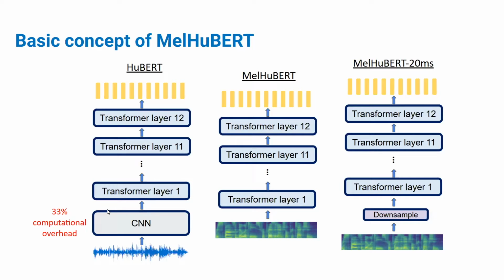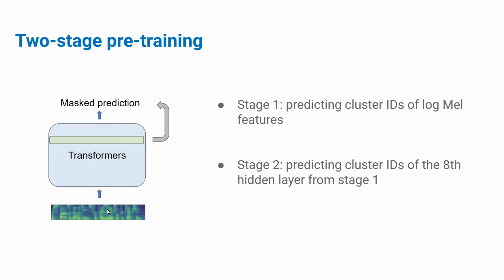So we train a variant of Mel Hubert called Mel Hubert 20 millisecond. For Mel Hubert 20 millisecond, we downsample the input log Mel feature by half to match the frame period of Hubert. Next page. We follow the two-stage training of Hubert. We predict the cluster IDs of log Mel features in the first stage and predict the cluster IDs of the 8th hidden layer of the first model in the second stage. Next page.